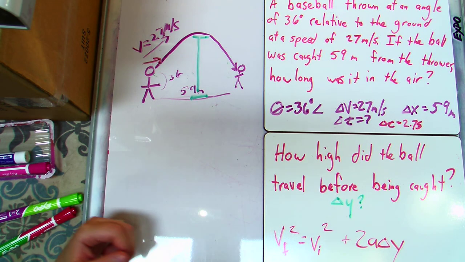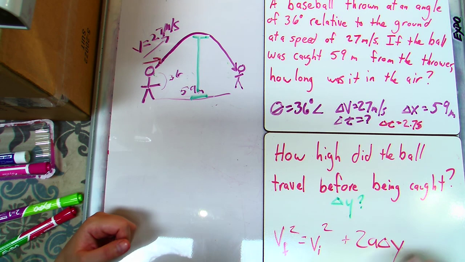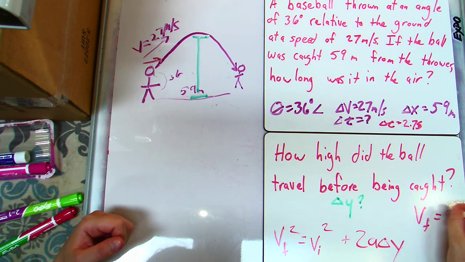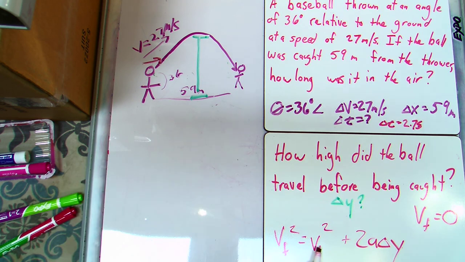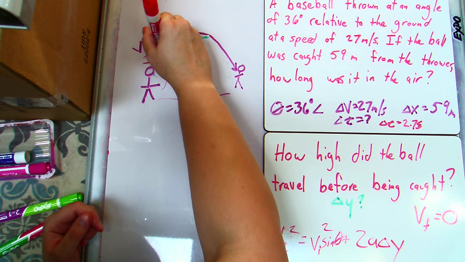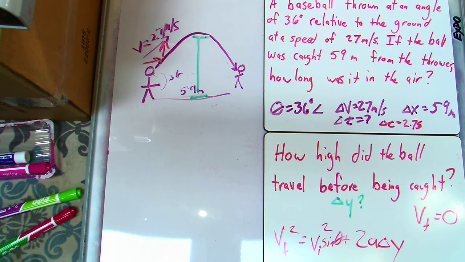And since the velocity, again, was launched at an angle, we have to take that into consideration. Now, it was caught, so that means that the final velocity equals 0. But we still have an initial velocity. And that initial velocity was still at an angle, so we have to take that into consideration and use the velocity sine theta to look at the y component, the vertical component of the velocity.